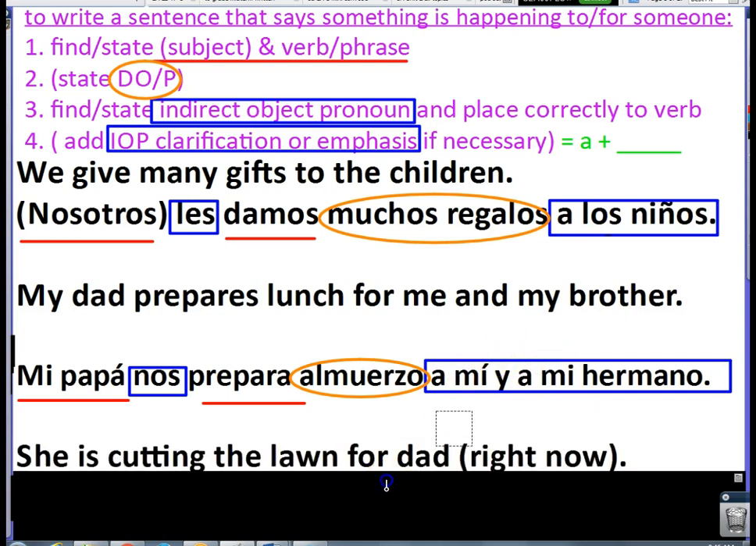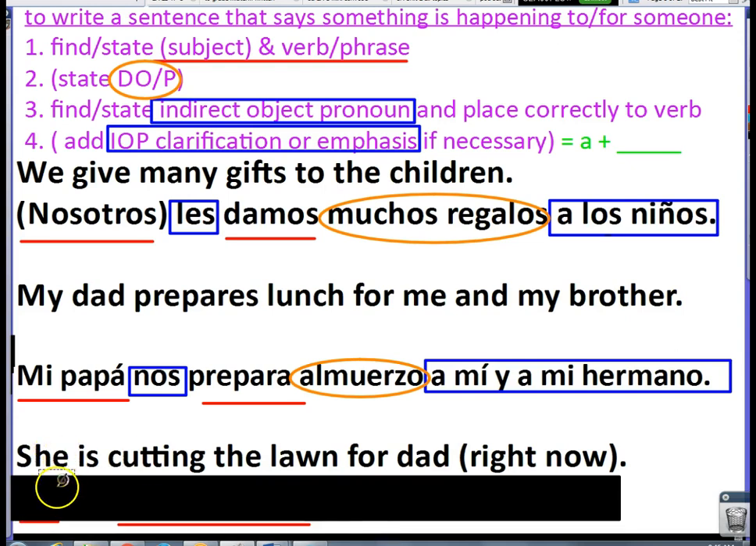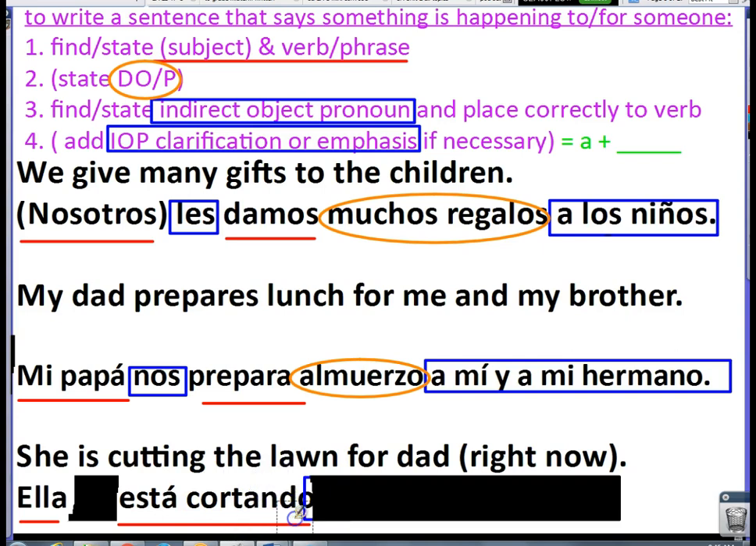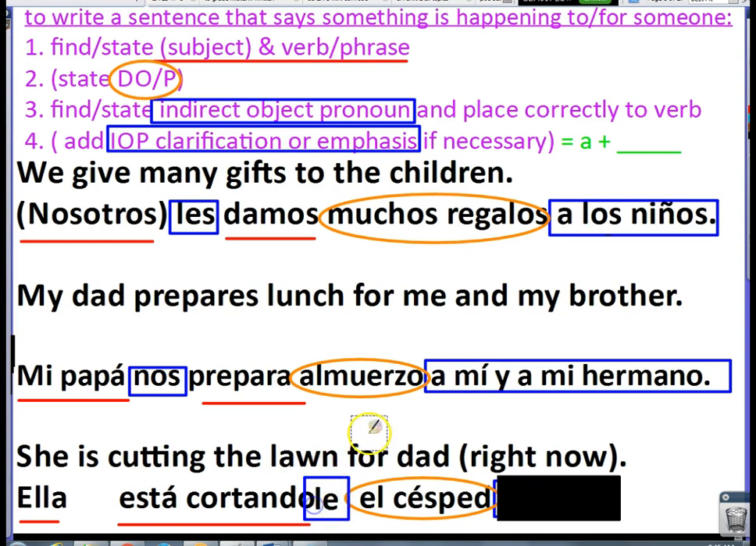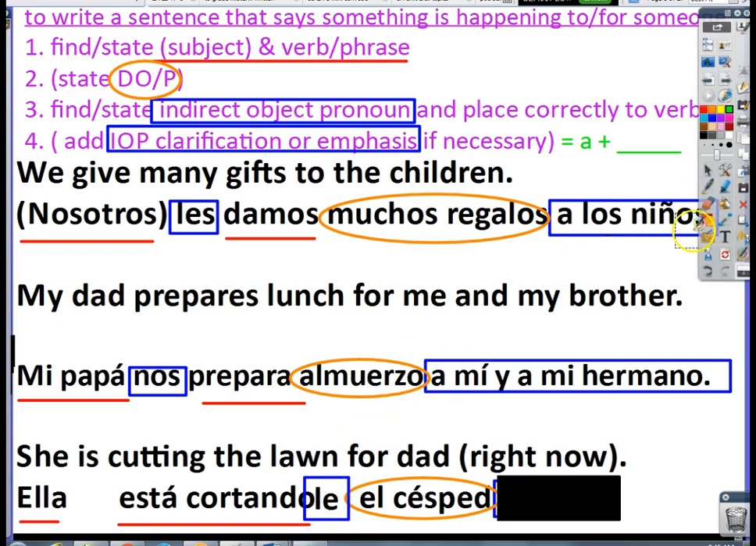And she is cutting the lawn for Dad right now. So my subject is she. I do need it because está cortando would not be clear without it or context. She is cutting the lawn. So that's my direct object. For Dad. So my IOP is going to be le. I can either put it before the conjugated verb, so I could put le right here before está, or I can attach it right here at the end of cortando, and if I do that, because it's a present participle, I just need an accent on cortando.